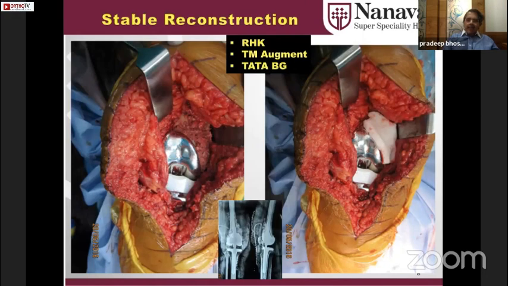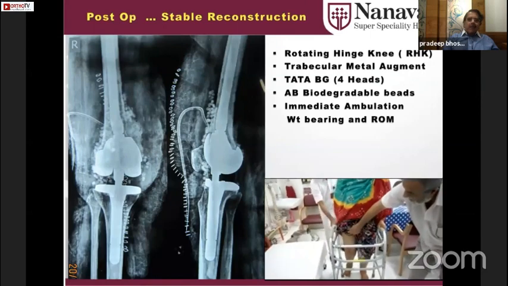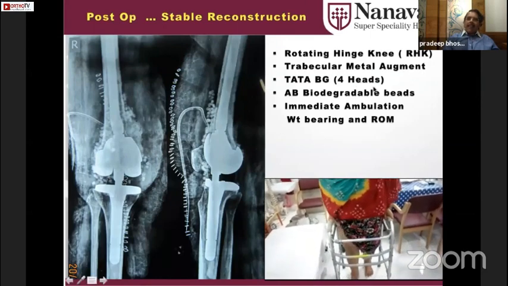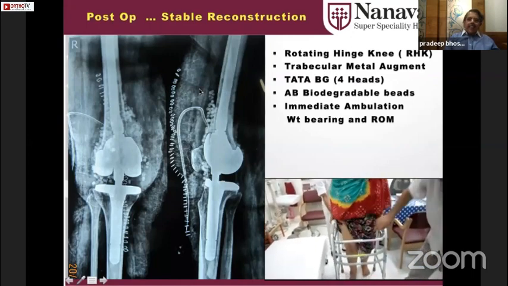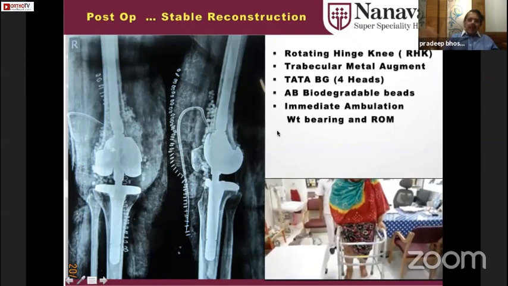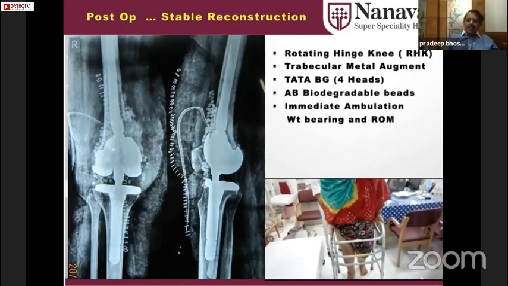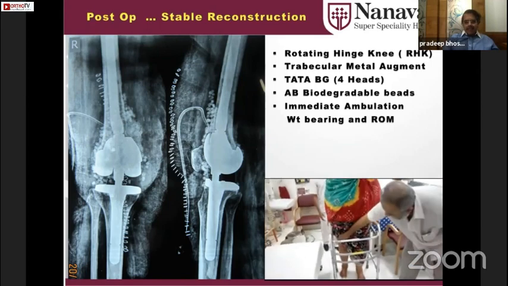See that everything is properly stable. This was immediately post-op. You put a rotating hinge, trabecular metal augment, Tata bone graft, and antibiotic biodegradable beads. These are very important. And IV antibiotic, as against primary, we don't advise. But in such cases, anticipated infection, previous history of infection, you must give extra IV antibiotics.